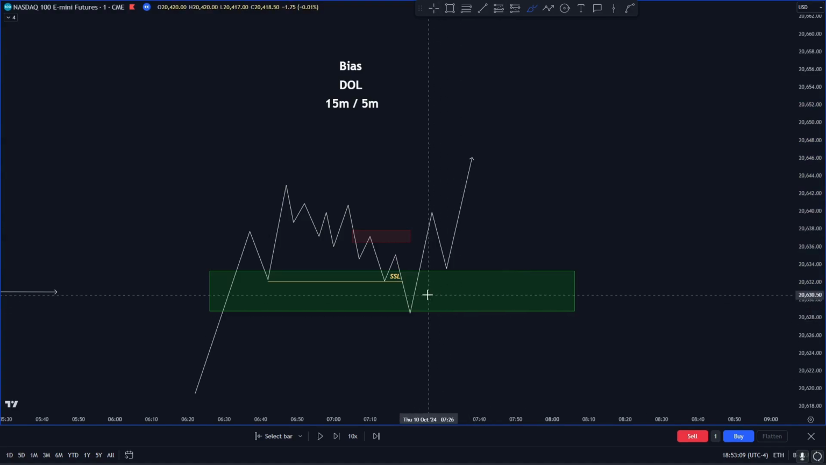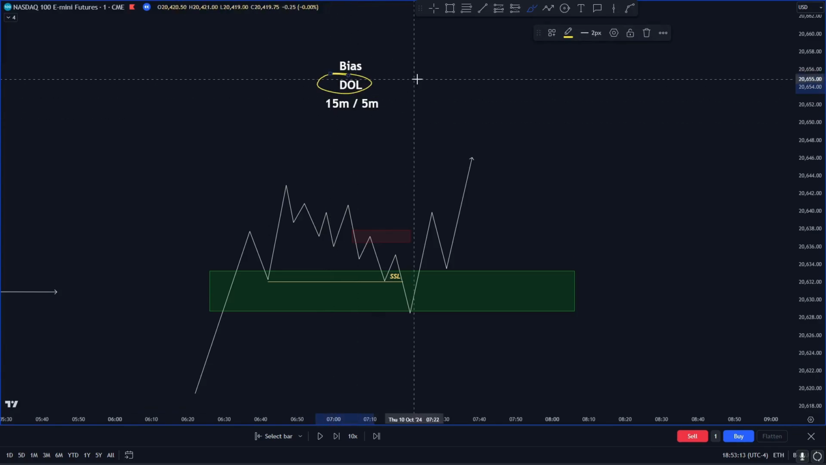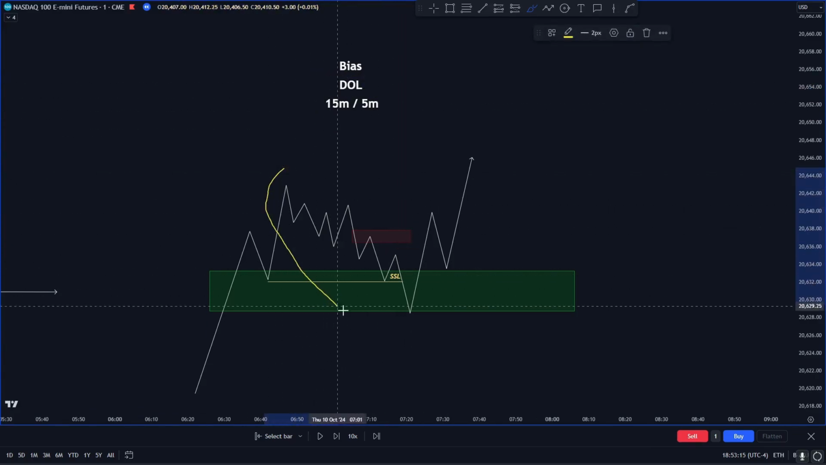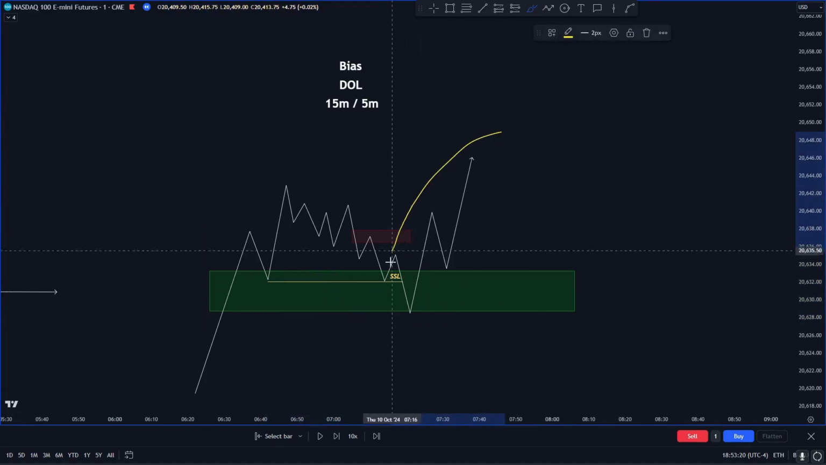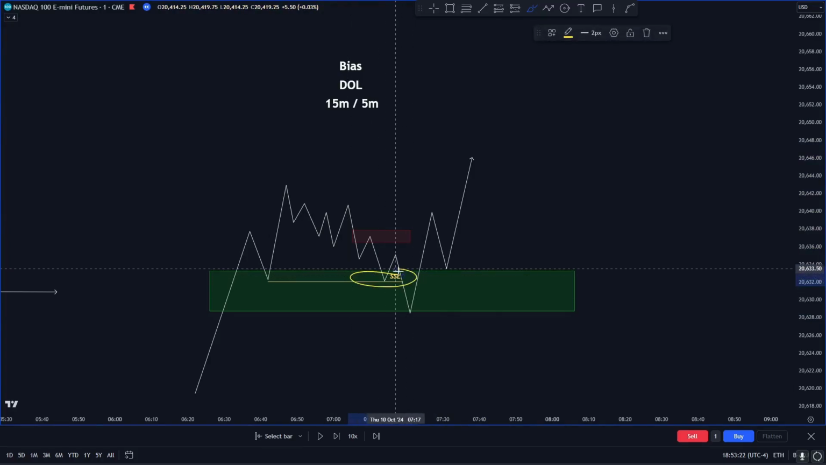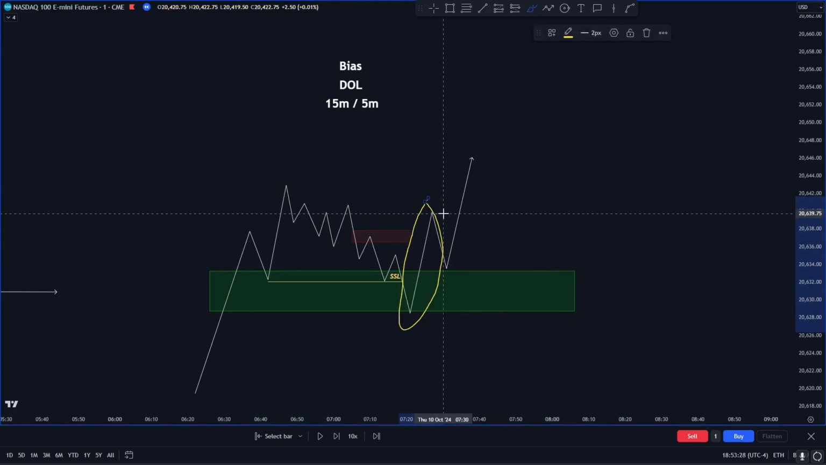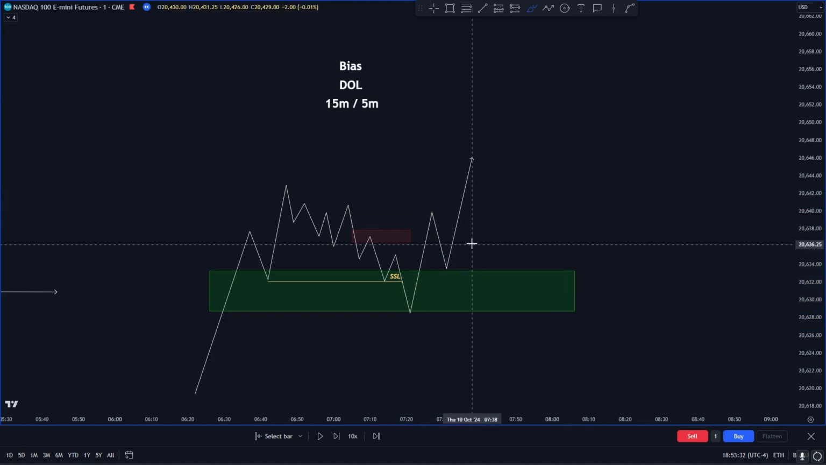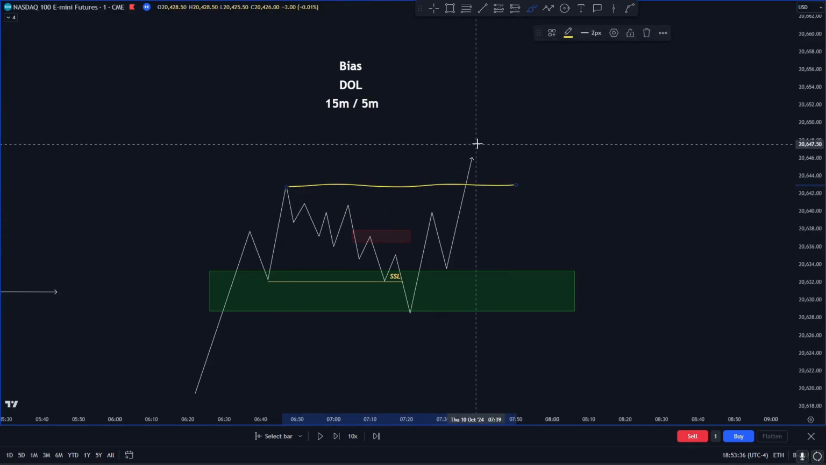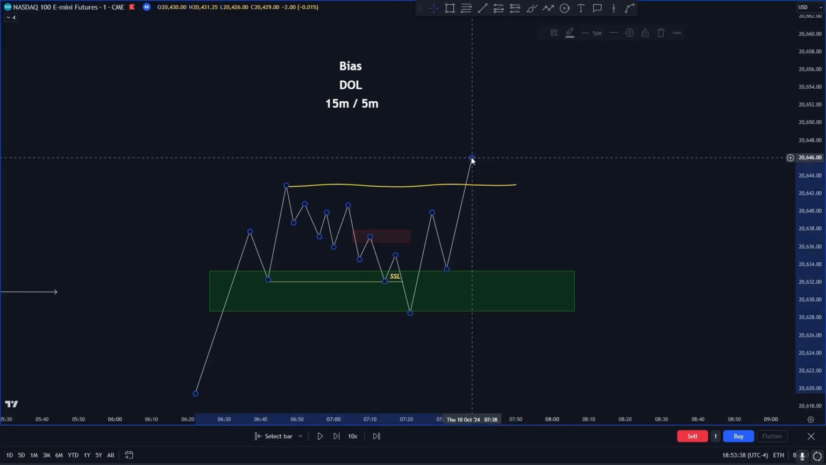Because guess what? Now that this drawn liquidity has been taken, we were bearish within this entire price leg right here. What happens right here? After we swept this sell side level and after we rebalanced into this fair value gap, we're getting some bullish momentum now. We're getting some bullish price action now. Now, what would be the current drawn liquidity, guys? Well, it would be the swing high. That's where price is currently drawing towards.